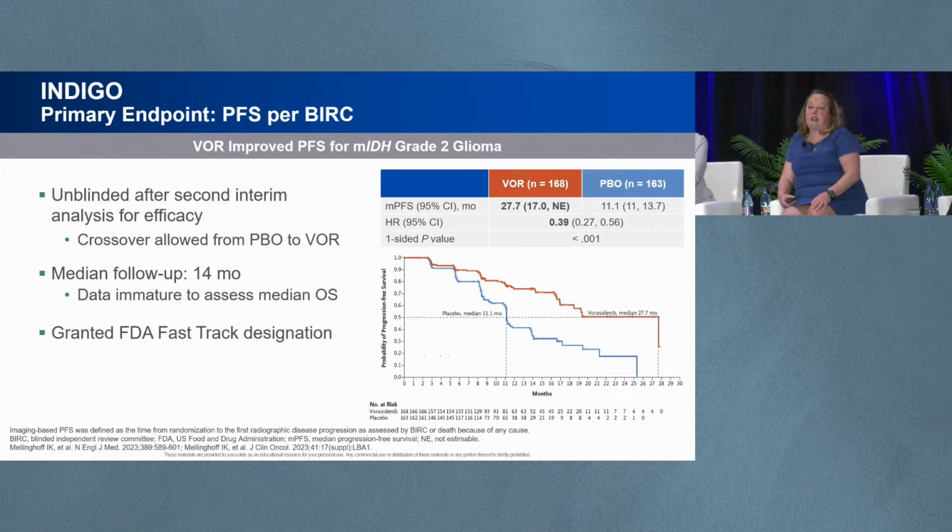This was the initial data that was published, which showed vorasidenib's superiority over placebo in improving progression-free survival in patients with IDH-mutant low-grade glioma. The median follow-up was 14 months, and because of these results that were published in the New England Journal of Medicine, it was granted FDA fast-track designation, and it was FDA approved for patients who have WHO grade 2 IDH-mutant gliomas.